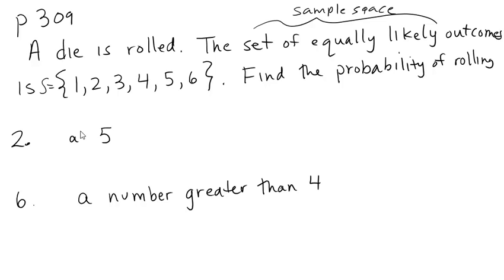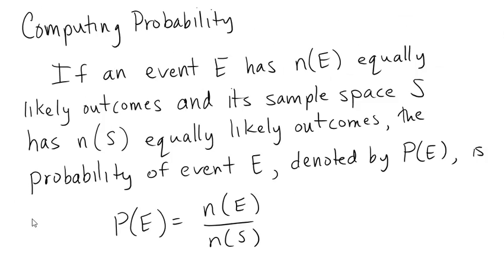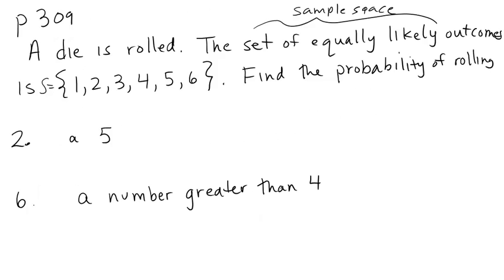Let me first talk about notation. You'll notice that the notation that we use is P of E. So you can write the capital letter P and then the event to mean the probability of rolling a 5.